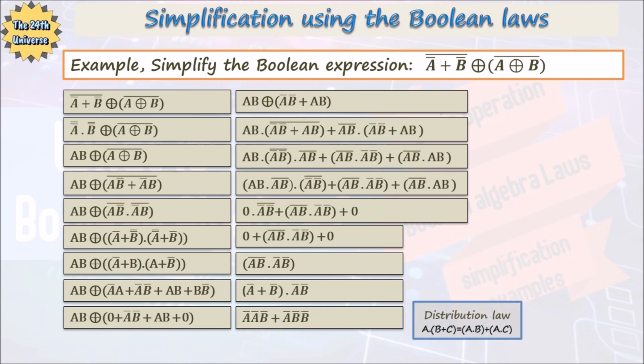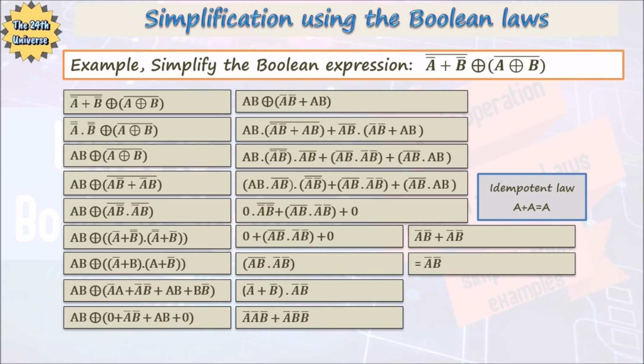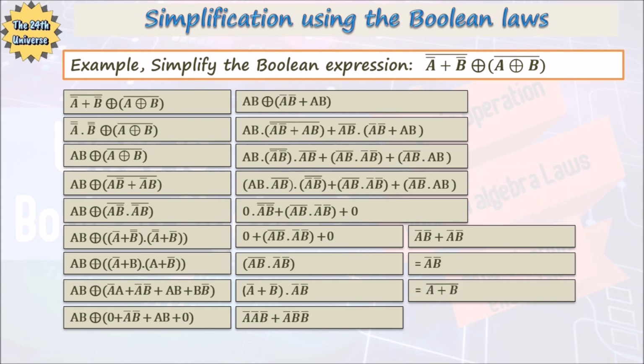Then apply the distribution law, that is multiply A bar B bar to A bar and then to B bar like this. Then use the idempotent law to reduce the expression to this one, that is A bar ANDed with A bar gives us A bar again. Similarly, B bar ANDed with B bar gives us B bar again. Later, use the OR idempotent law treating A bar B bar as A to further reduce the expression to this one. Then use the De Morgan's law again to get (A plus B) the whole bar as the simplified expression.